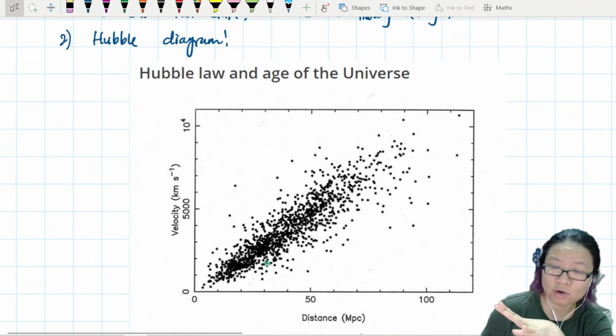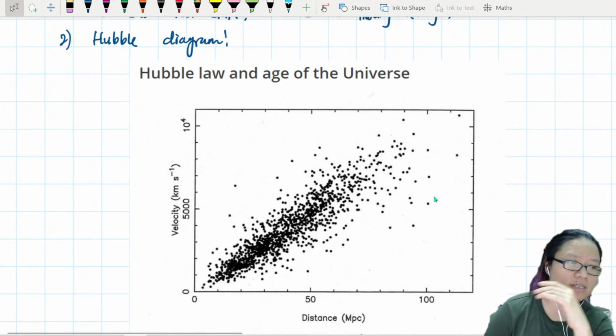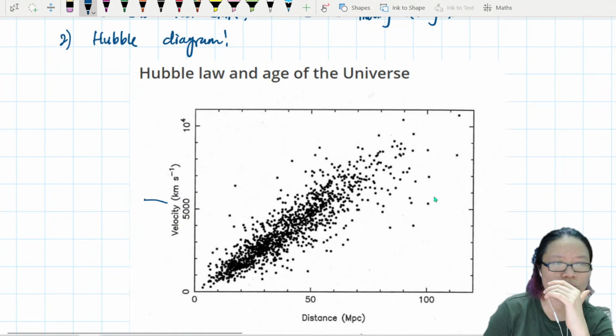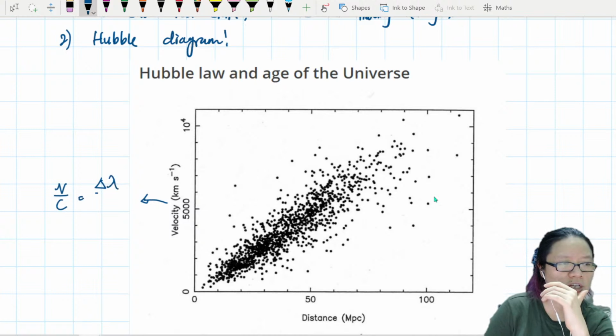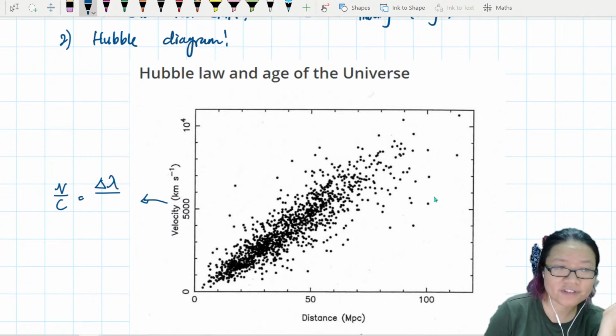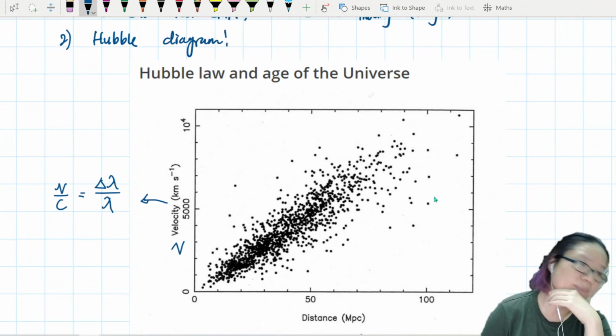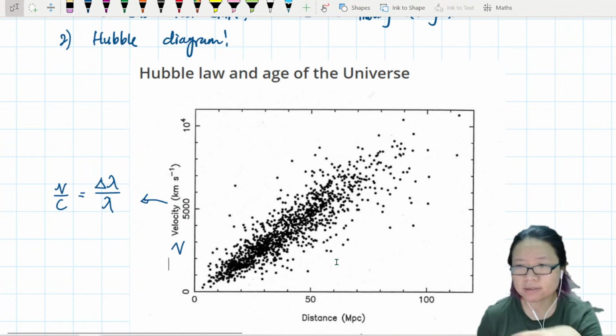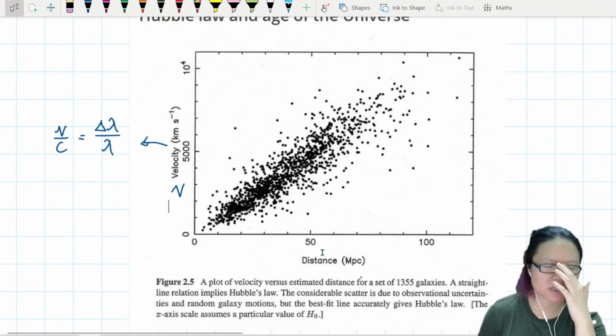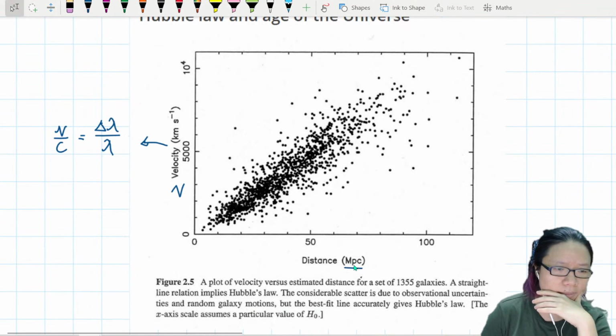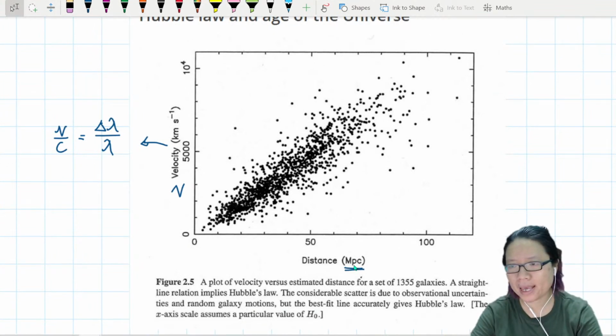If we look at this graph, on the horizontal axis you have velocity. How do we calculate velocity? We use v over c, which is the change in apparent wavelength divided by the wavelength of the source or the star. So we can calculate v. Is this a log scale? Yes, it's a log scale, but anyway, it doesn't matter. We get a linear graph. And the distance here is in megaparsec. Megaparsec is a unit of distance.